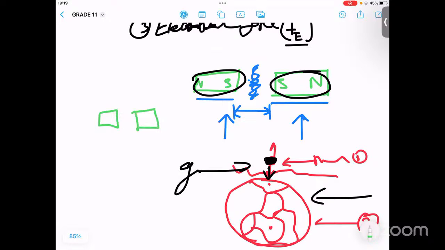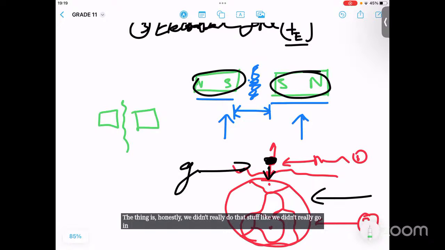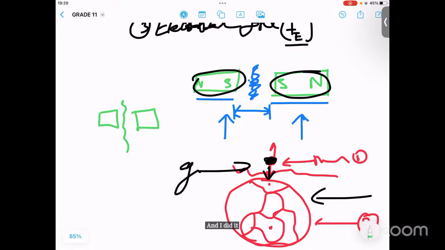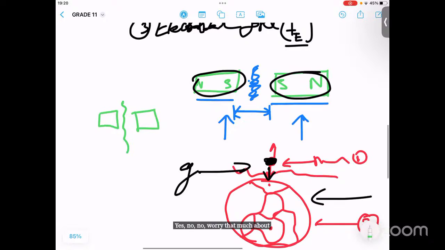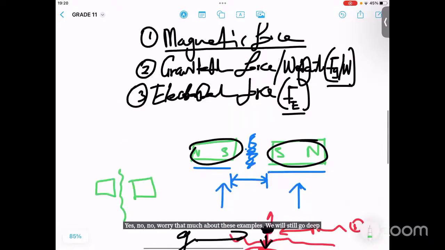So the thing is, honestly, we didn't really do that, like we didn't really go in depth with it in school, in grade 10. We did it, but not that much. No, don't worry that much about these examples. We will still go deep when we do calculations.